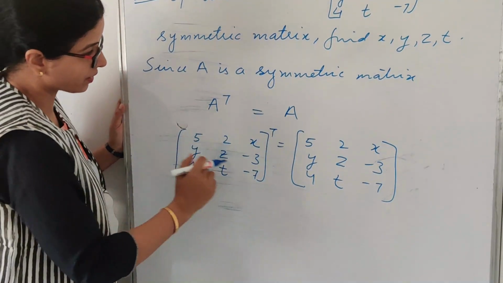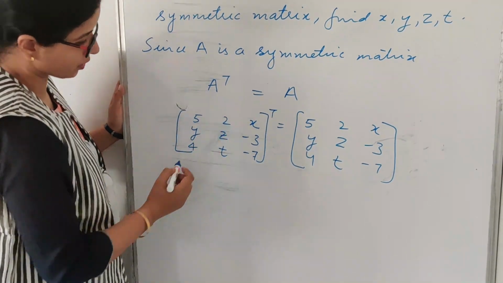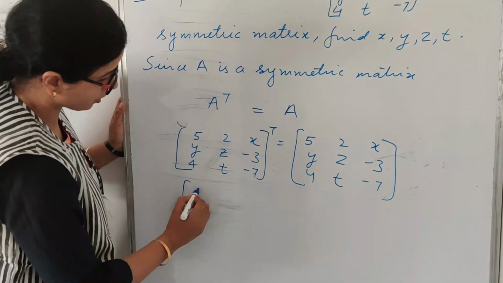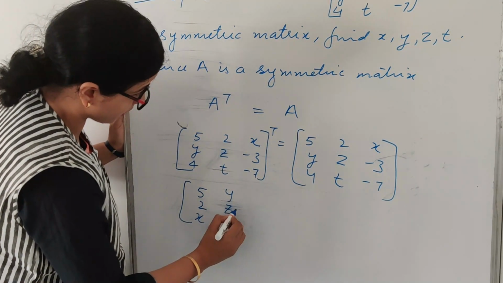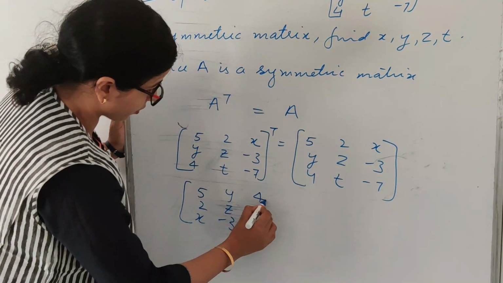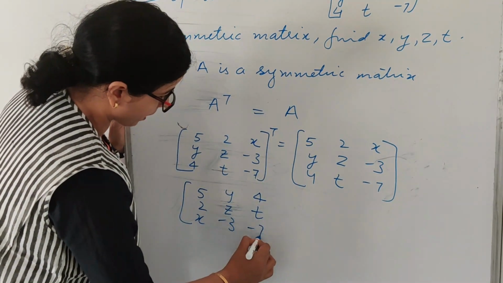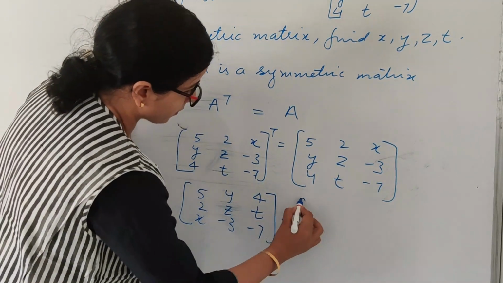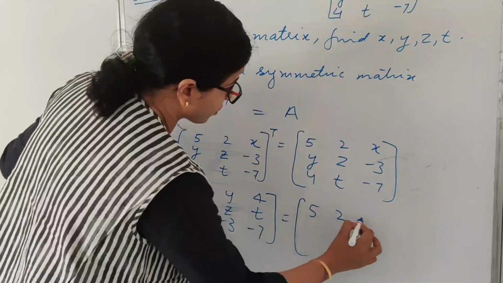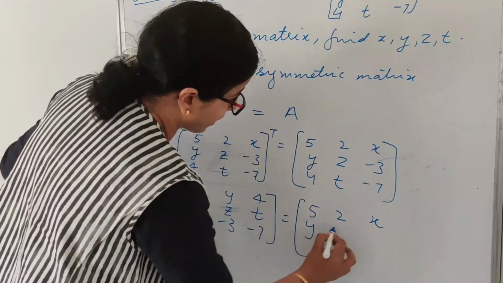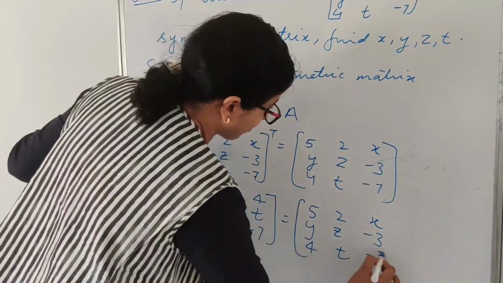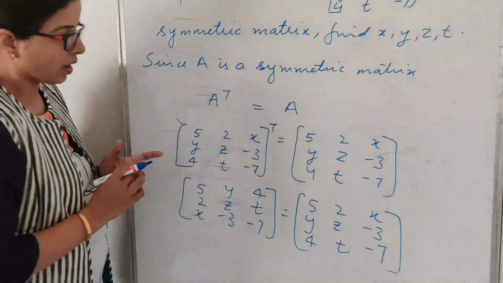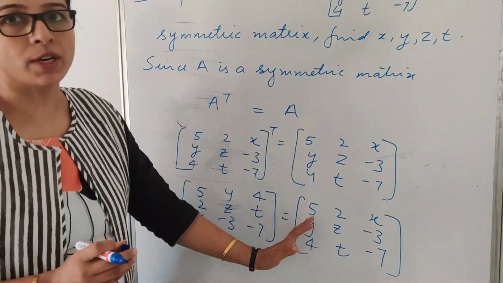Okay. So now make the transpose of it. If we transpose it, the rows will become columns and columns will become rows. So 5, 2, X, Y, Z, minus 3, 4, T, minus 7 equals 5, 2, X, Y, Z, minus 3, 4, T, minus 7. Now again we'll use the concept of the equality of the matrices.